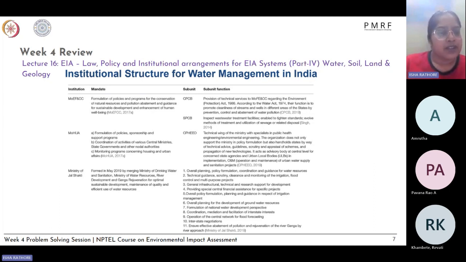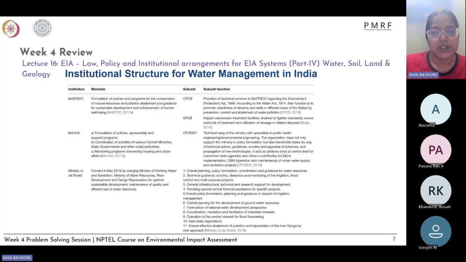Then we have MOHUA, which looks at the formation of policy, sponsorship, and support programs. It also looks at the coordination of activities of the different central ministries, state governments, and other nodal authorities, and monitors the programs which concern housing and urban affairs. So MOHUA is the Ministry of Housing and Urban Affairs. It majorly looks at projects on housing and urban affairs, but in terms of how they affect environmental systems, particularly pertaining to water, soil, land, and geology. Then we have the Ministry of Jal Shakti, which was.